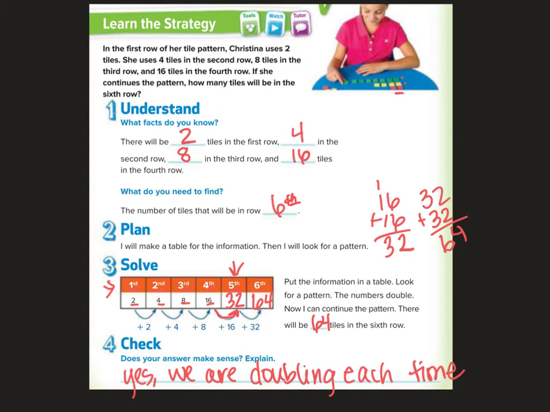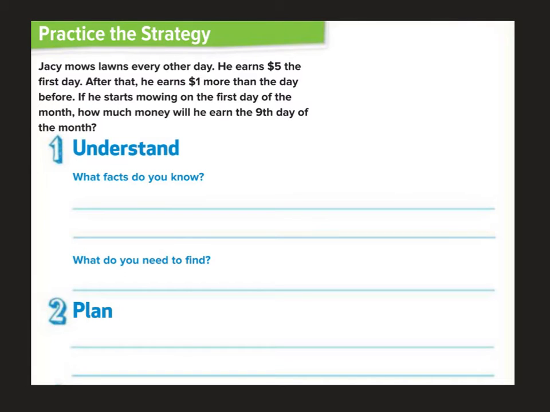I don't know. I'm going to go with that. We were doubling each time, and it follows the pattern. All right, here we go. Practice the strategy. Now, this will maybe be a lot of writing. Do you have to write it all down?